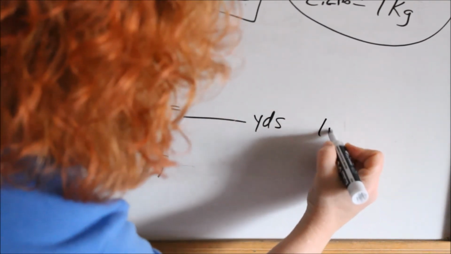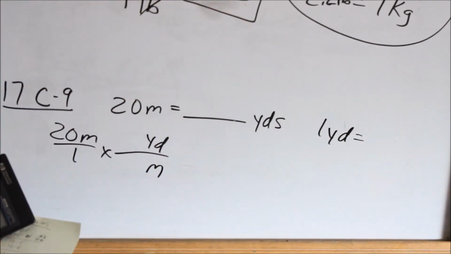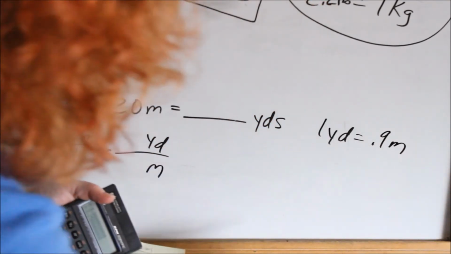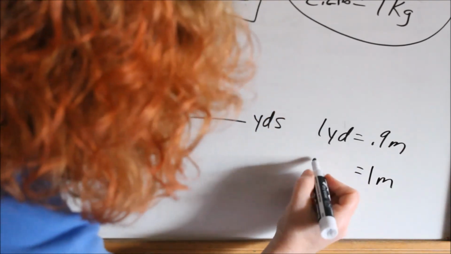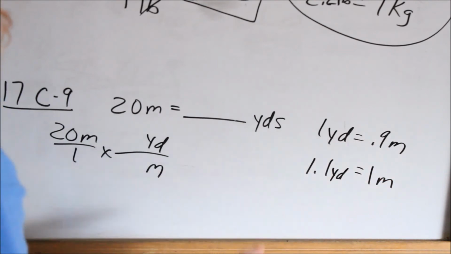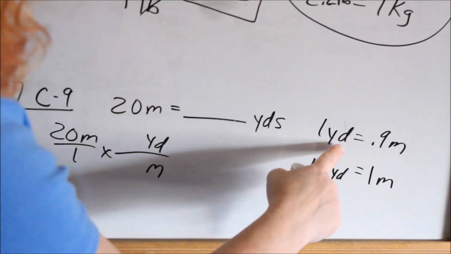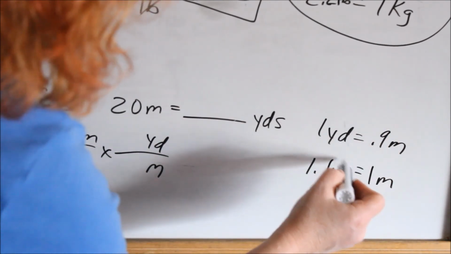Again, because you'll have two different ones. It doesn't matter which one you choose, you'll get the same answer. 1 yard equals 0.9 meters, or 1 meter equals 1.1 yard. Again, these two numbers are reciprocals of each other. Since I used the imperial to metric last time, this time I'll use metric to imperial.